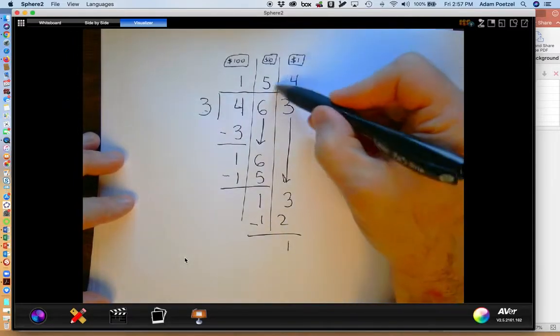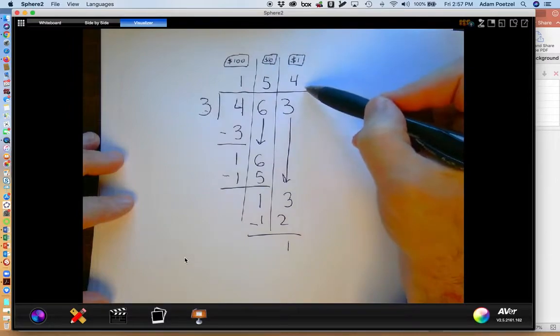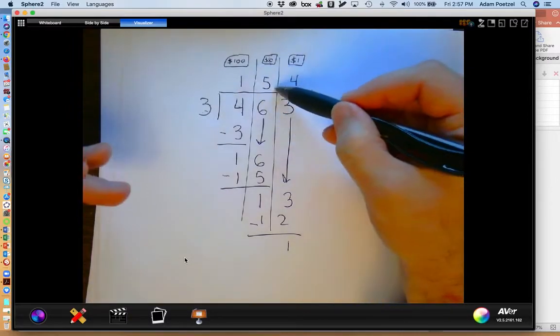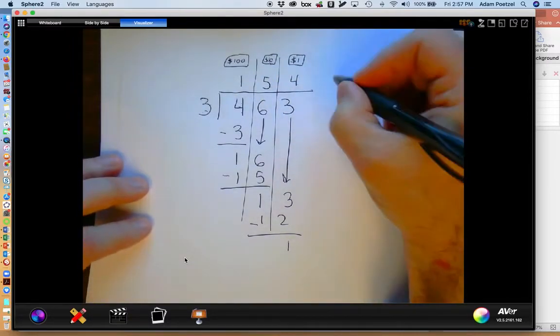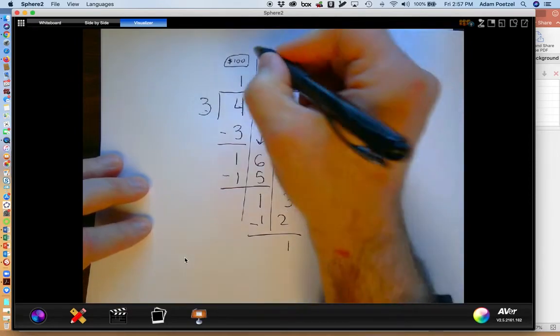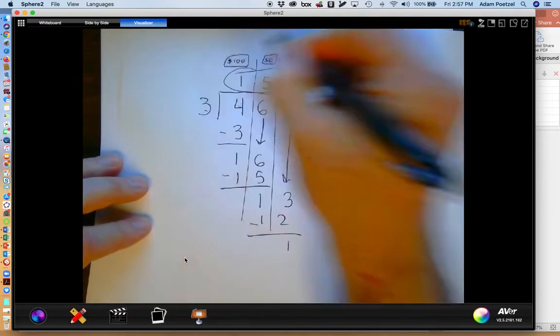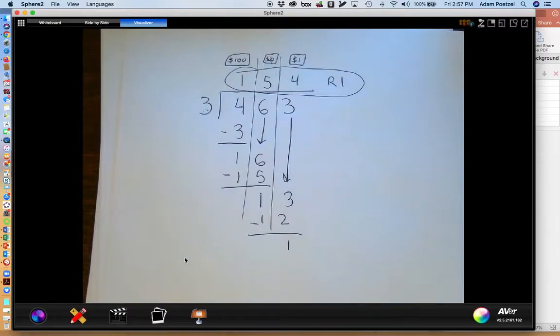Oh, so each of the 3 friends got $154. One $100 bill, 5 $10 bills, 4 $1 bills, and there's still $1 left over there at the end that, again, we will talk about later, but for now, just remainder 1 as it goes through. And that's a way to think about the standard algorithm making sense.